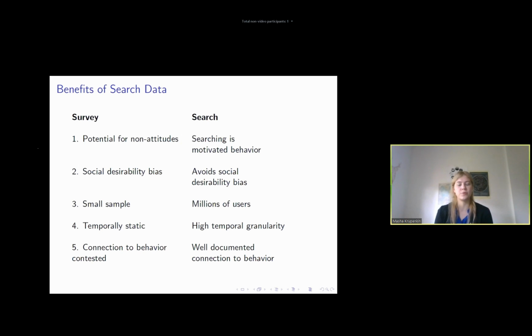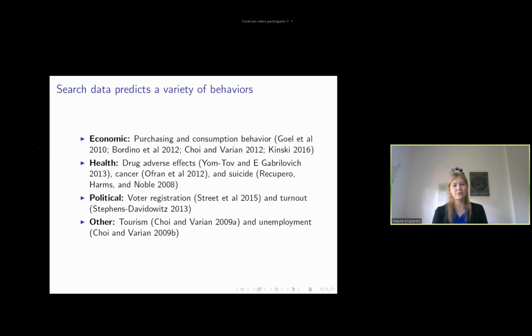Whereas with search data, there's been quite a bit of work that shows this well-documented connection to behavior. And that's my next slide, which is that search data has been shown to predict a wide variety of behaviors. It predicts consumption behavior and purchasing behavior quite well. One of the papers that I cite compares Google Trends data on searches for consumer goods with the Consumer Confidence Index.